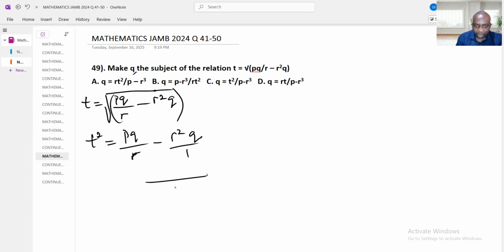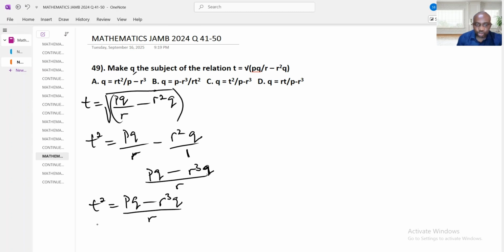Therefore, our LCM is R. How many R can we see in R? 1. 1 times PQ will give us PQ. How many 1 can we see in R is R. R times R raised to power 2 is going to give us R raised to power 3 Q. Now let me continue from there. Now we have T raised to power 2 equals PQ minus R raised to power 3 Q over R.